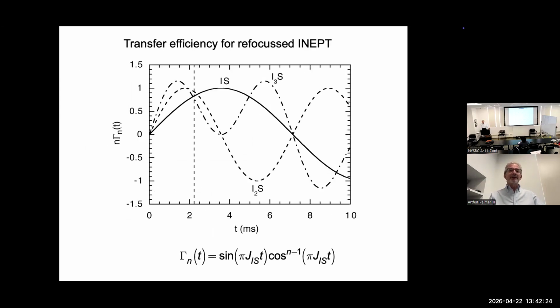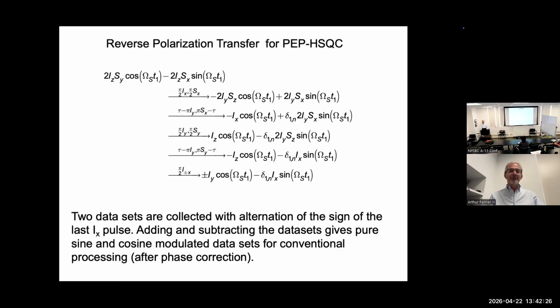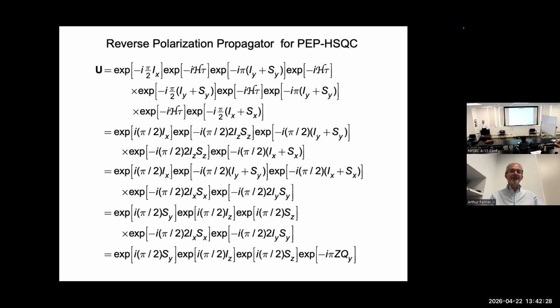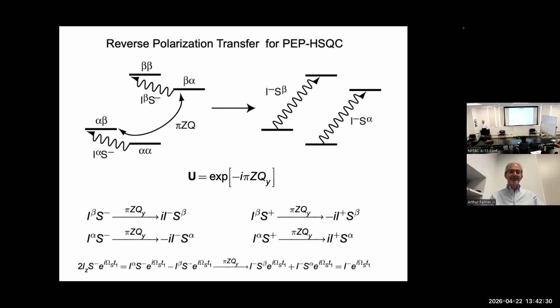So the product operators are all worked out for you here. You can check yourself. But one of the things that's interesting is the PEP HSQC was worked out by me as a postdoc. So it's probably my most cited paper.